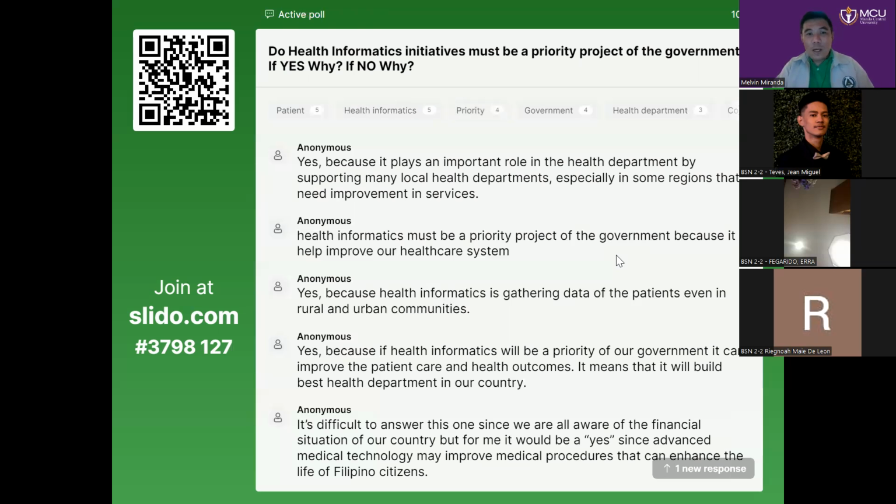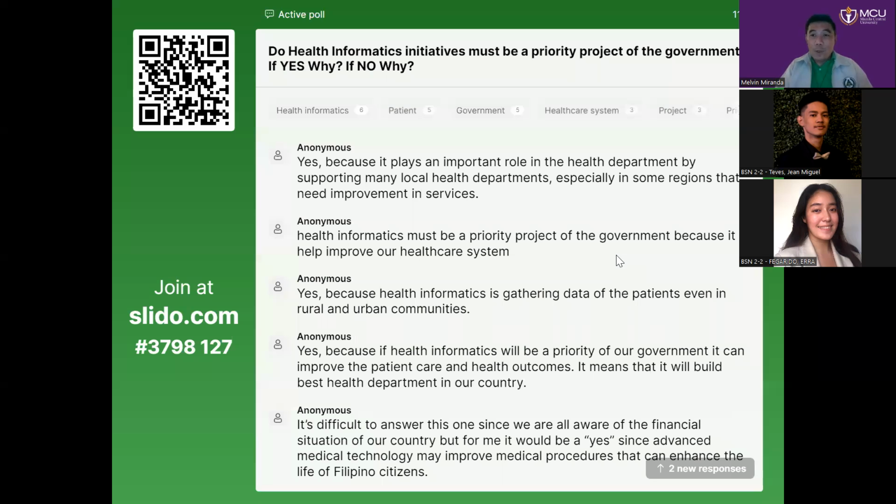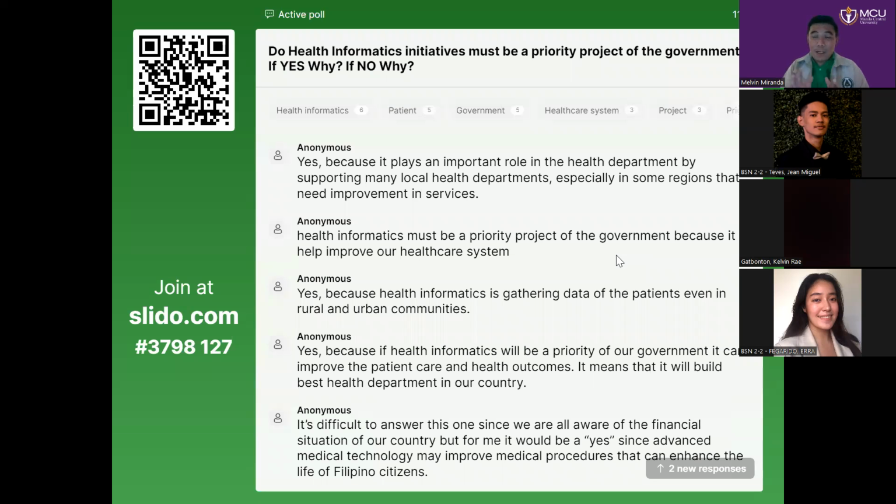It is also considered here in a response that yes, because health informatics is gathering data of patients even in rural and urban communities. If we have a centralized system of data and information, it will also benefit the timely delivery of services. If you can still remember the time that we discussed a pregnant woman who delivered her baby here in the National Capital Region, in Manila, with high-risk pregnancy status.